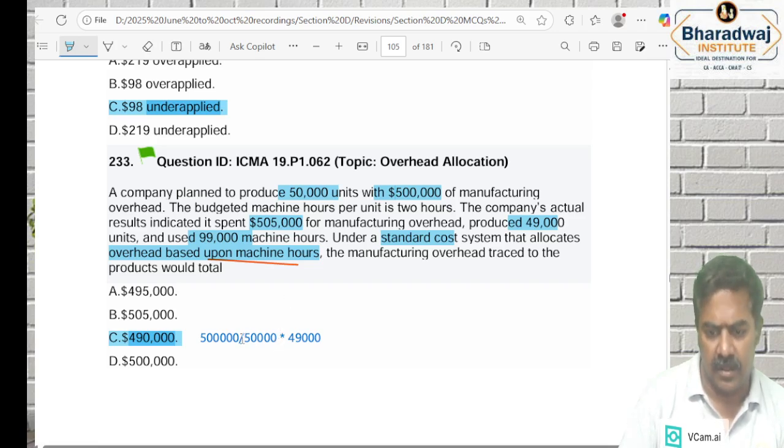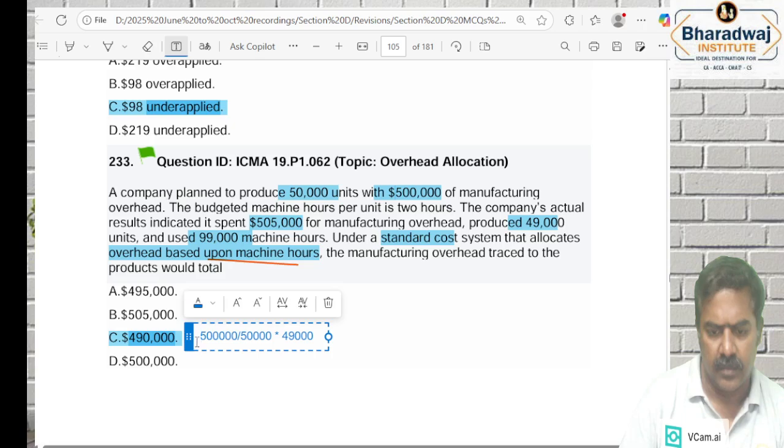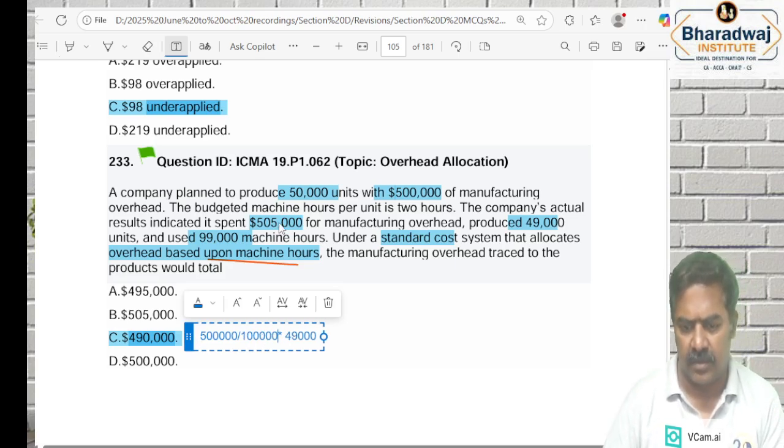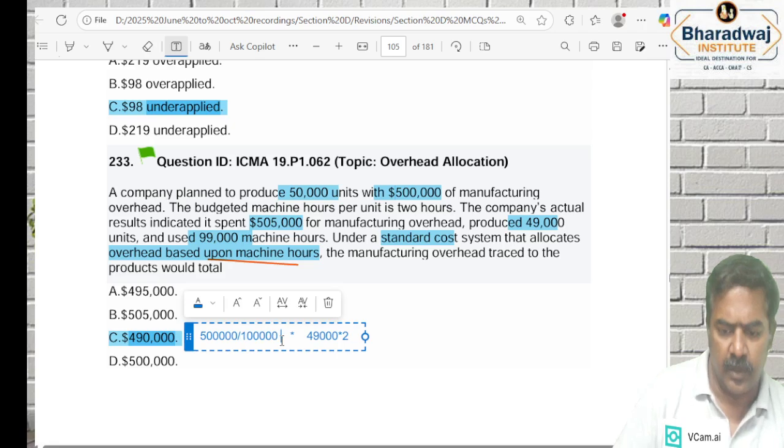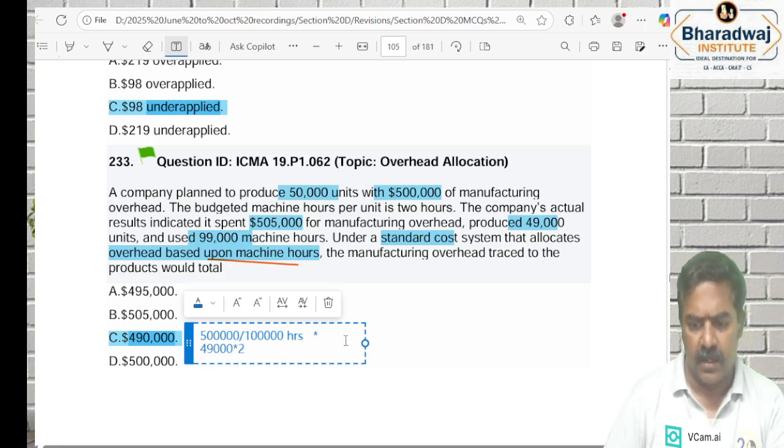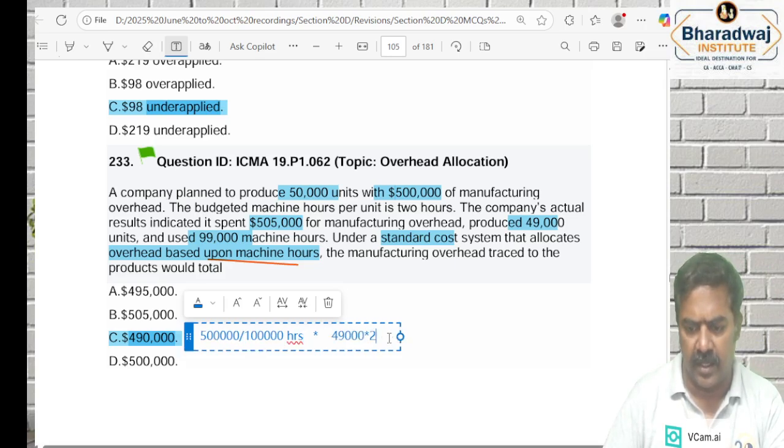49,000 into two machine hours, now 1 lakh 45. This will be 49,000 into 2 hours allowed. What is allowed? Standard costing is always based on what is allowed. Divided by 1 lakh hours, multiplied with 49,000 into 2. That is 98,000 hours. 245.